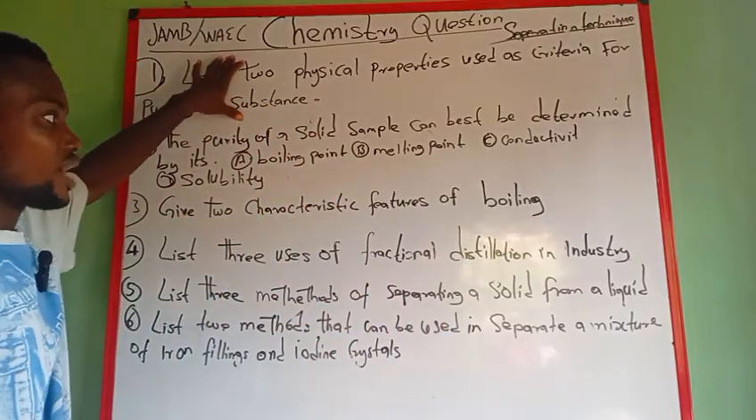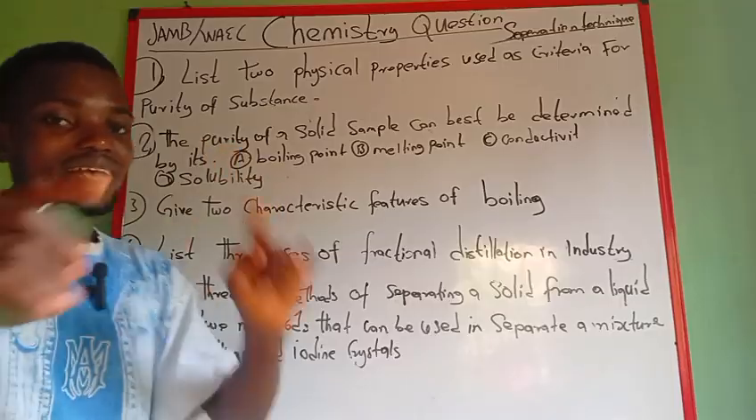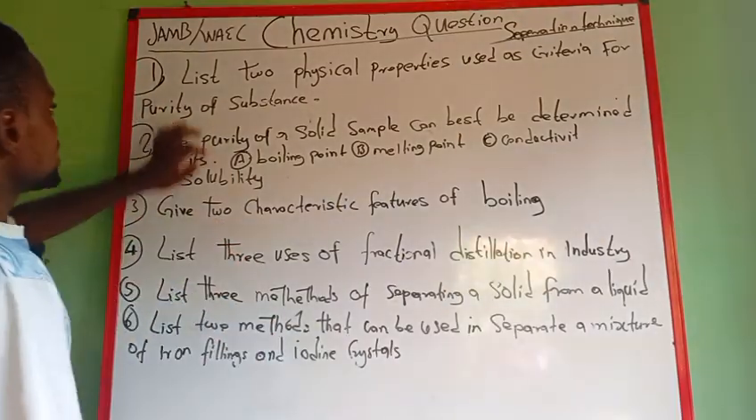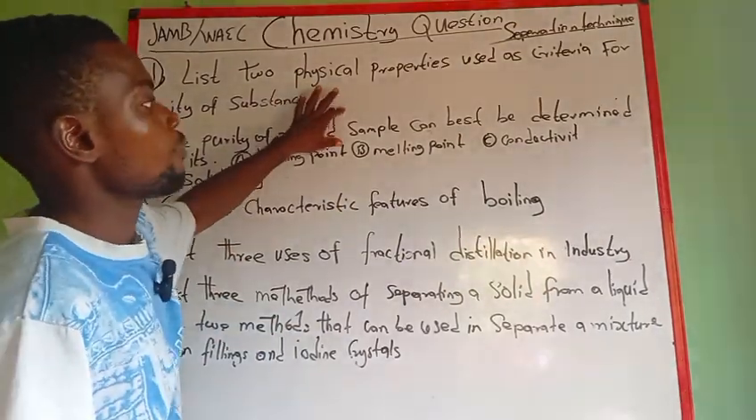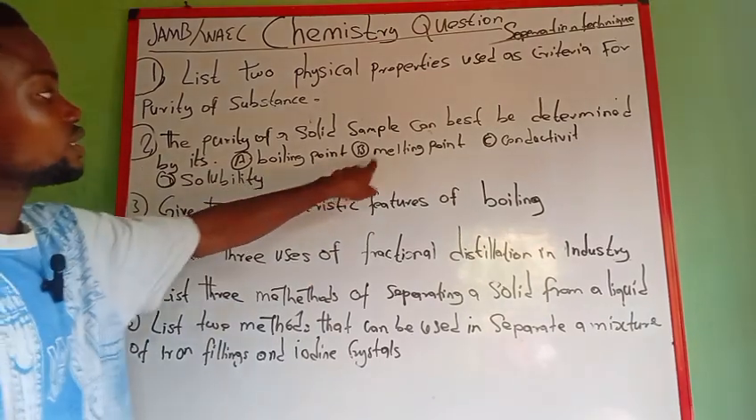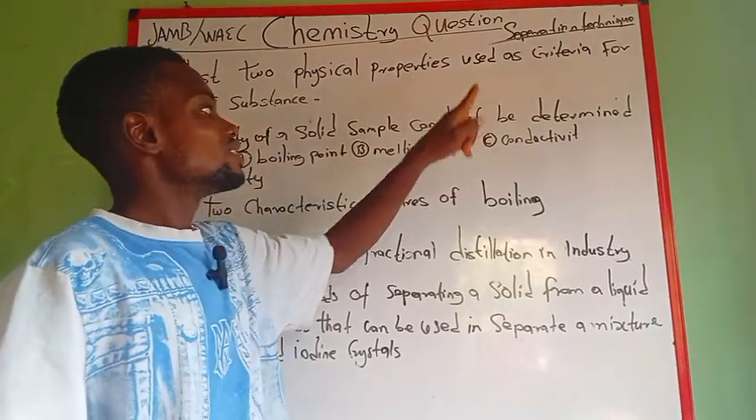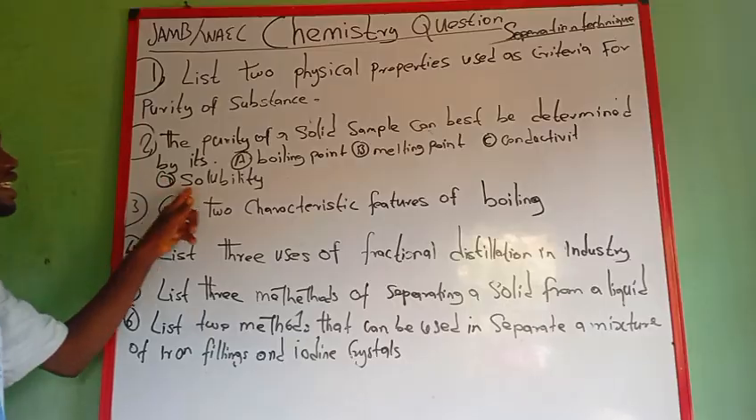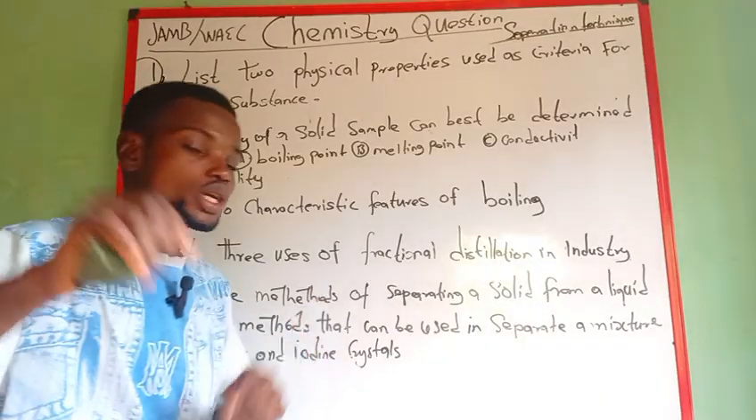Number 1 question answered. Now this second question, let me know the answer in the comment section. It says the purity of a solid sample can best be determined by its A, boiling point, B, melting point, C, conductivity, D, solubility. Let's know the answer in the comment section.